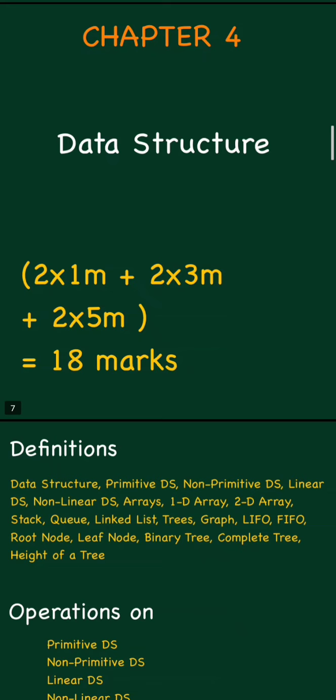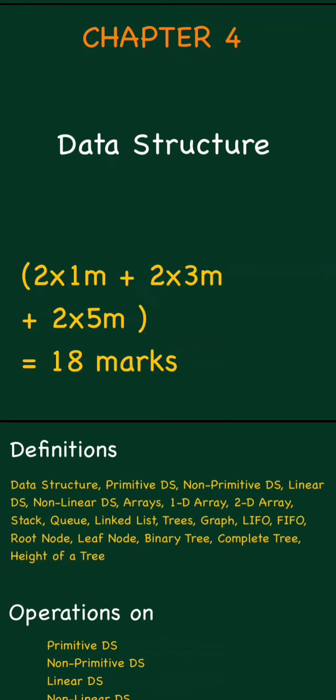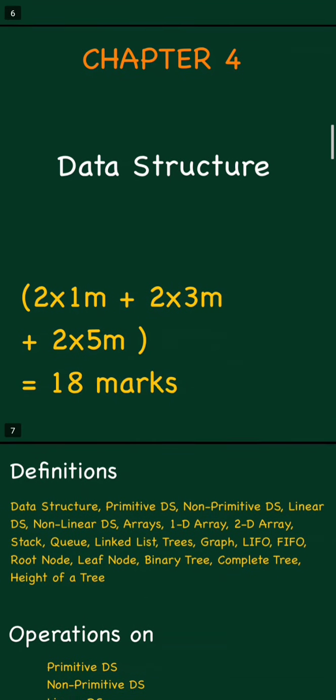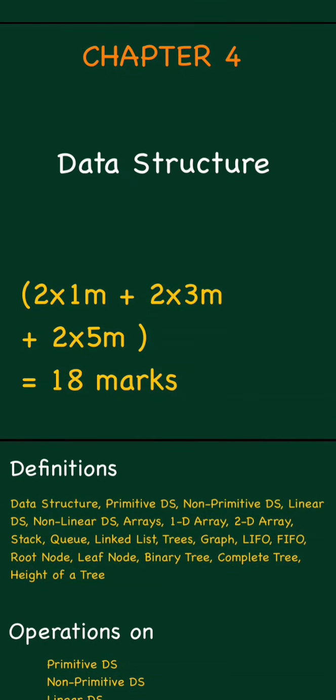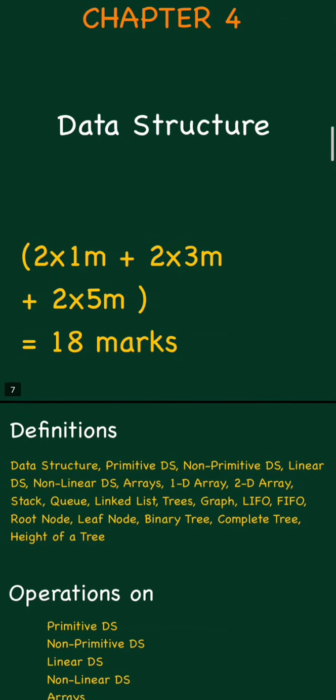Hello everyone. In the previous session we had a discussion about the last three chapters and their marks distribution. Now we'll see the marks distribution and important questions from chapter 4. As we all know, chapter 4 has more weightage, right? That chapter name is nothing but data structure.